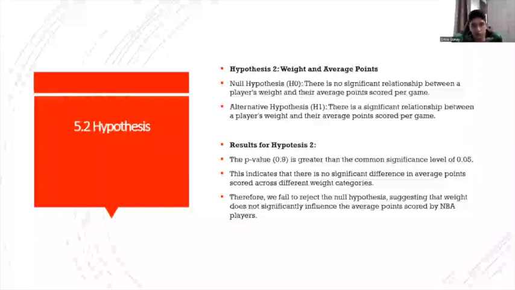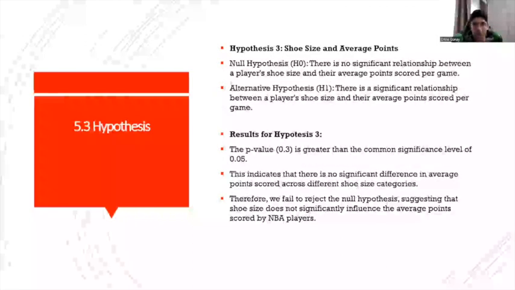Results for hypothesis 2. The p-value 0.9 is greater than the common significance level of 0.05. This indicates that there is no significant difference in average points scored across different weight categories. Therefore, we fail to reject the null hypothesis, suggesting that weight doesn't significantly influence the average points scored by NBA players.